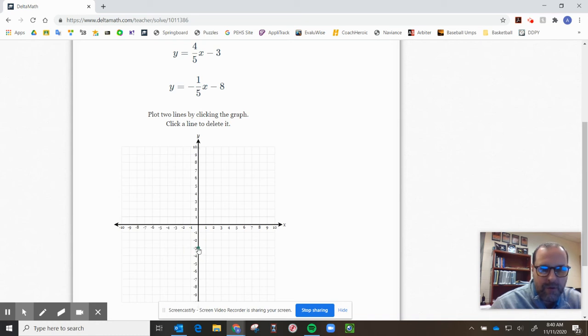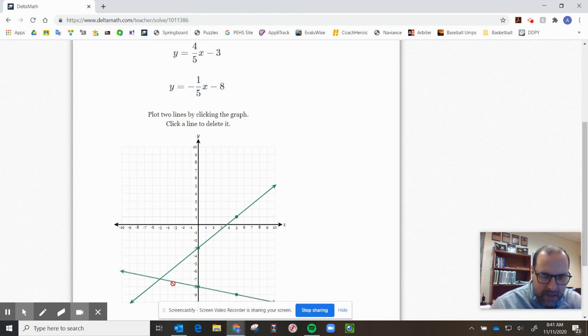My slope is 4 over 5. So I go up 1, 2, 3, 4, right 1, 2, 3, 4, 5. There we go. You have to be really precise with your points, the same thing you would have had to do if you were graphing this by hand. And then for the next one, my y-intercept is -8 and my slope is -1 over 5. So I go down 1, right 1, 2, 3, 4, and 5.